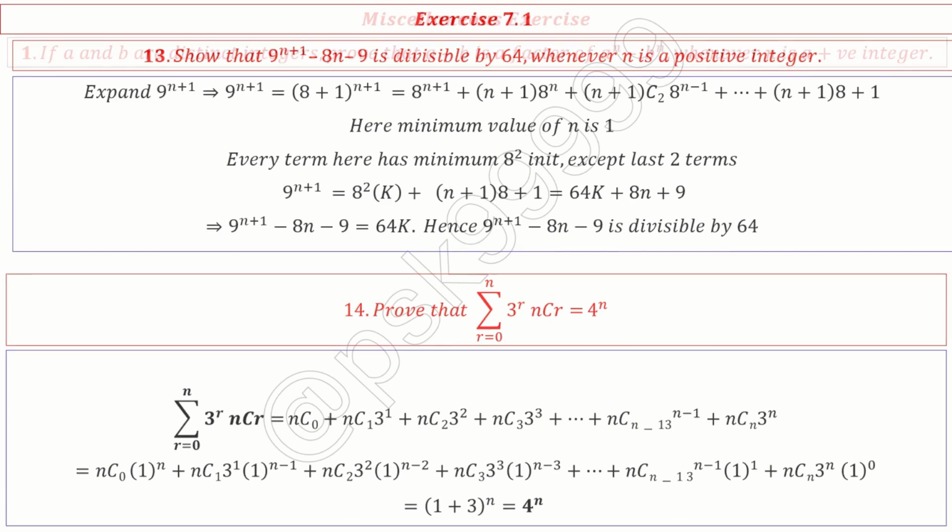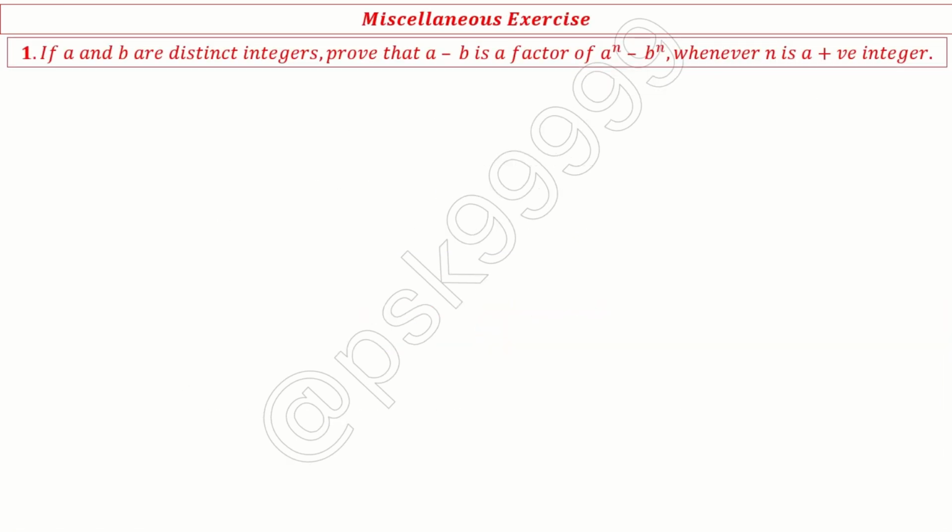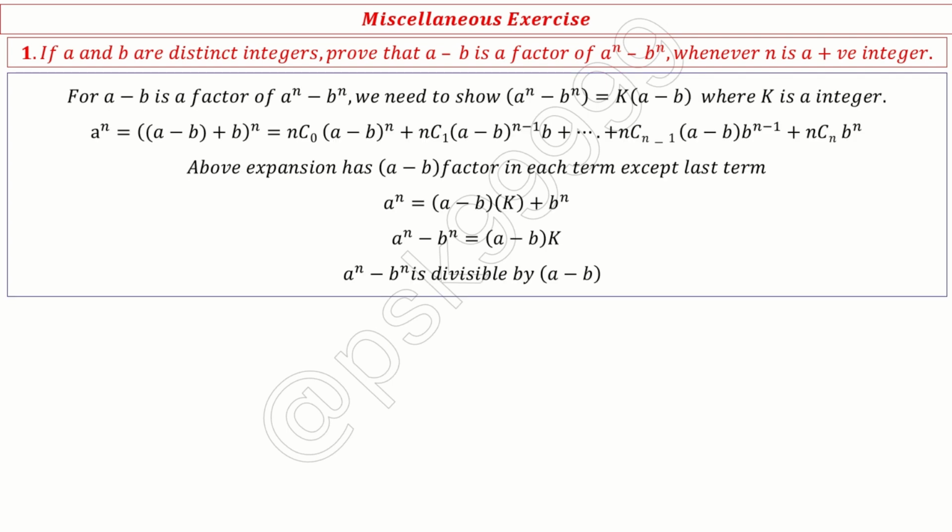Next, let's do the miscellaneous exercise. If a and b are distinct integers, prove that a minus b is a factor of a to the power of n minus b to the power of n whenever n is a positive integer. It's given that n is a positive integer. So this is again a similar way we have solved a problem before, to find the remainder.